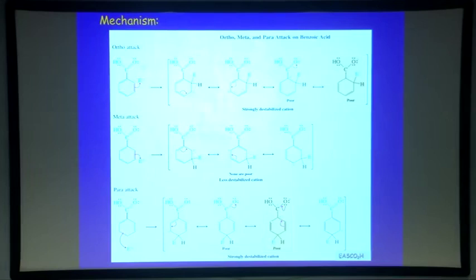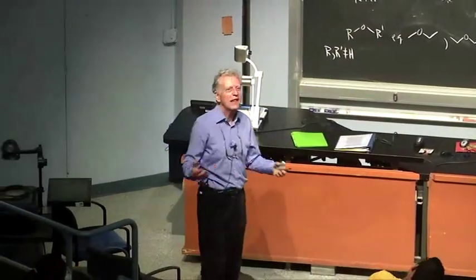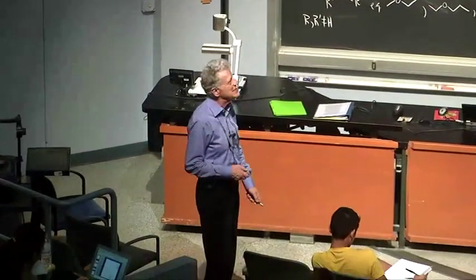What about meta? Meta, again, we bypass the substituent. Okay? Plus charge here, plus charge here, plus charge here. And so it's got 3 reasonable resonance forms, and meta wins. Again, because it's the least deactivated position. All the other ones are worse. Meta isn't great either, but it's not as bad as the other 2 options.